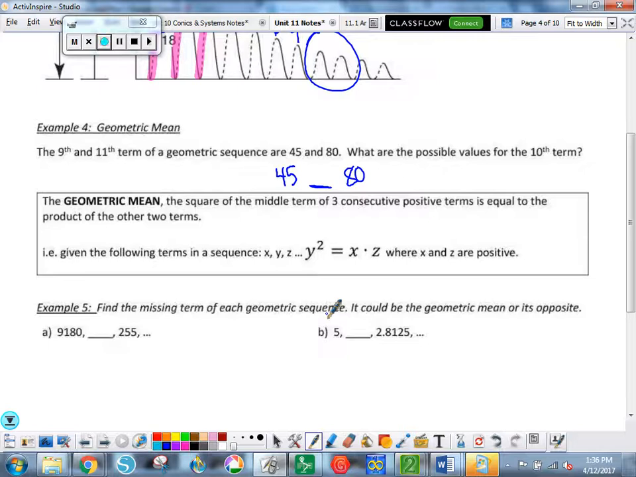Okay, well let's see. Ignoring this geometric mean, what did we do before? What's the difference? What's the ratio between those two? How would you find it? 80 divided by 45 is what? 7. Okay. So how many jumps does it take to get there? 2. So this 1.77 would be what? R squared. Because there's 2 r's that it takes to get there. So how would you find r?